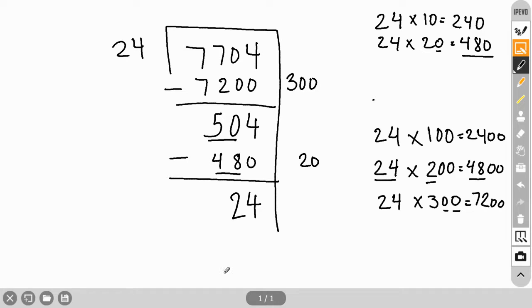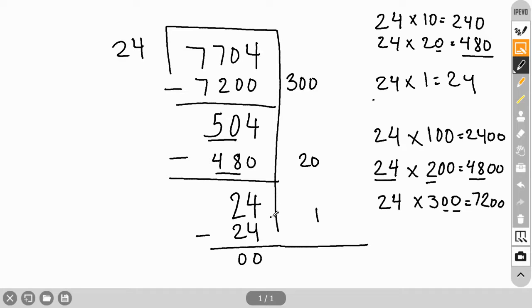Okay, well, now I have 5 times 24 and I have 24. Well, how many groups of 24 can I make with the 24 that I have left? I can make only one group, 24 times 1, obviously, right? Equals 24. So I'm going to put my 1 here. 24 times 1 equals 24. Subtract. So my final answer now is 321, or I would have added 001, 02, and 3. 321 is the answer to this.